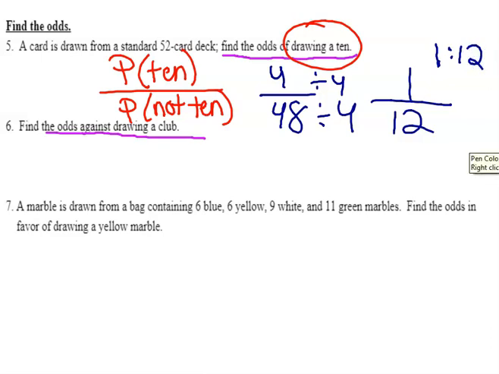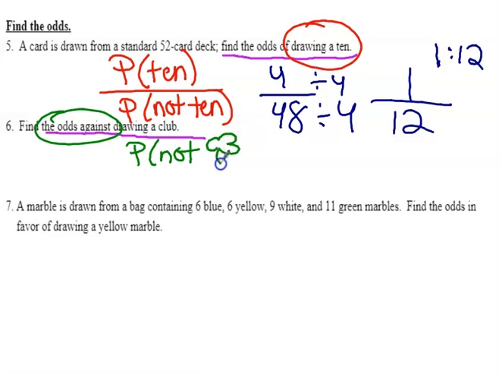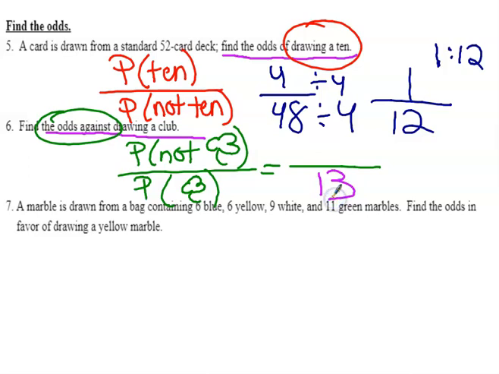Again, next is odds against drawing a club. So I want the probability of not getting a club, and then the probability of getting a club. Well, there are 4 suits in the deck. 13 of them are clubs. And then you have to do 52 minus 13 to get how many are not, which is 39. Can I take a 3 out? No, so I just leave it as is. You can also write it 39 colon 13. Odds against, so please be careful on the order of how you're writing things.